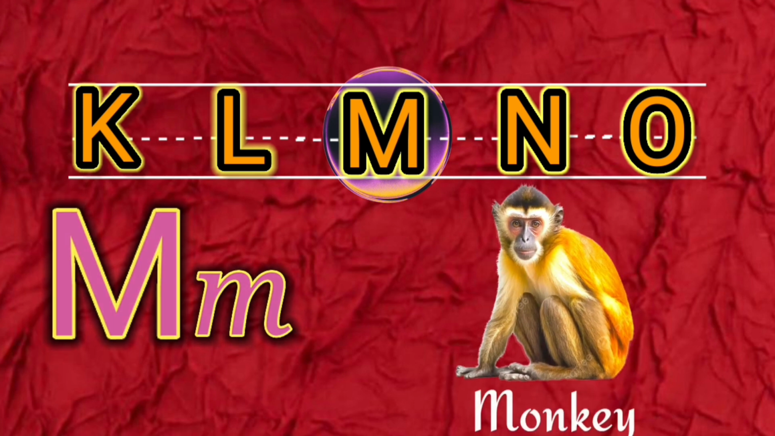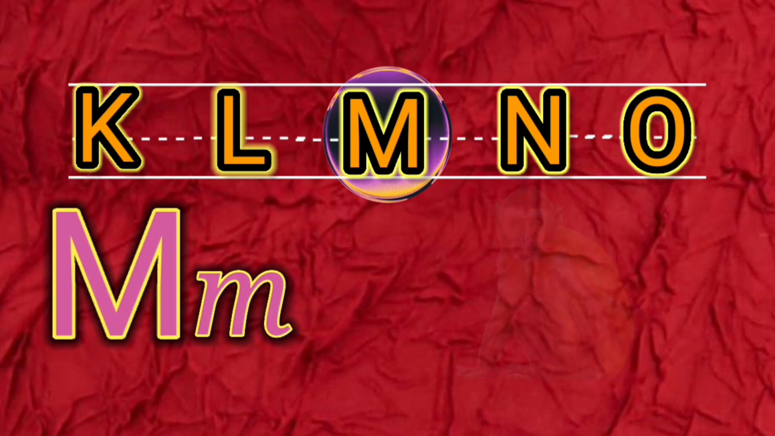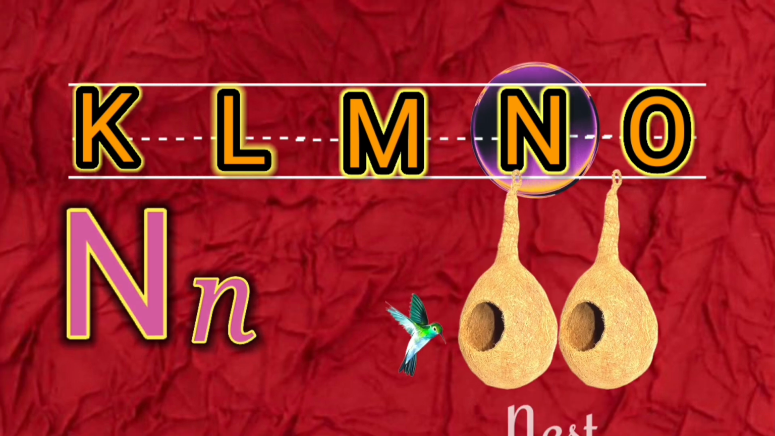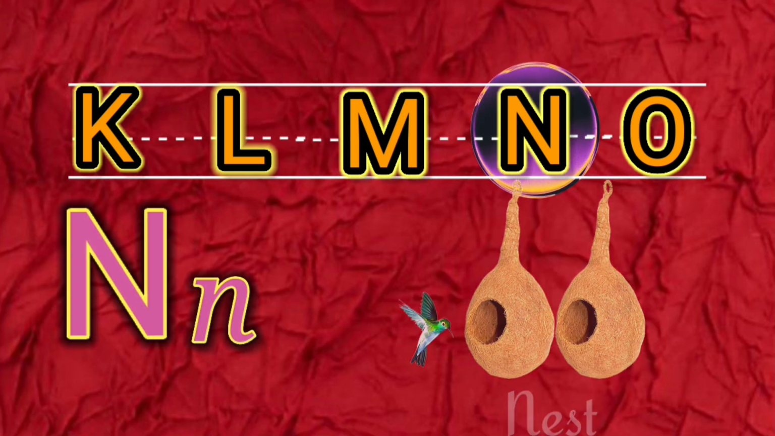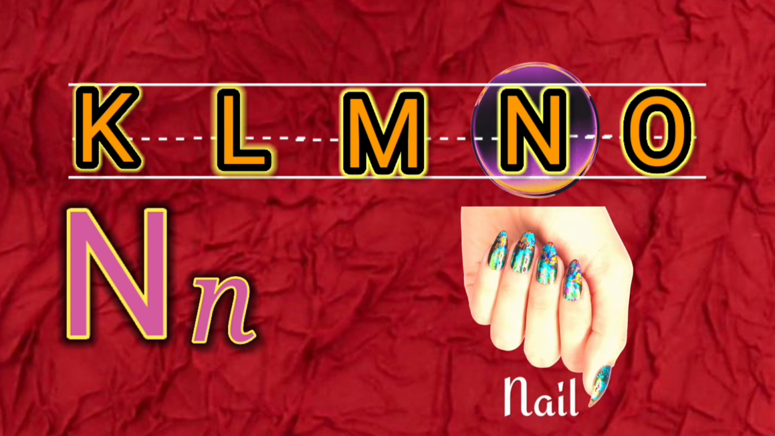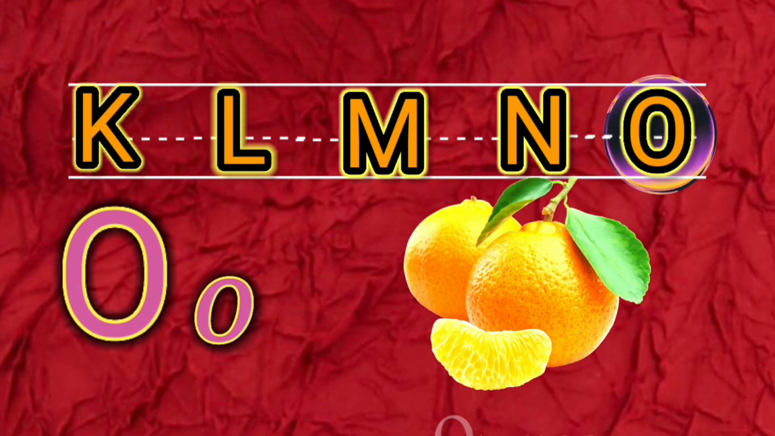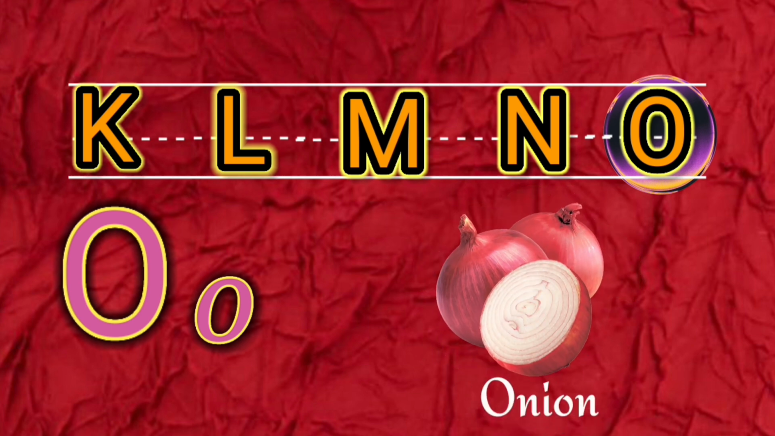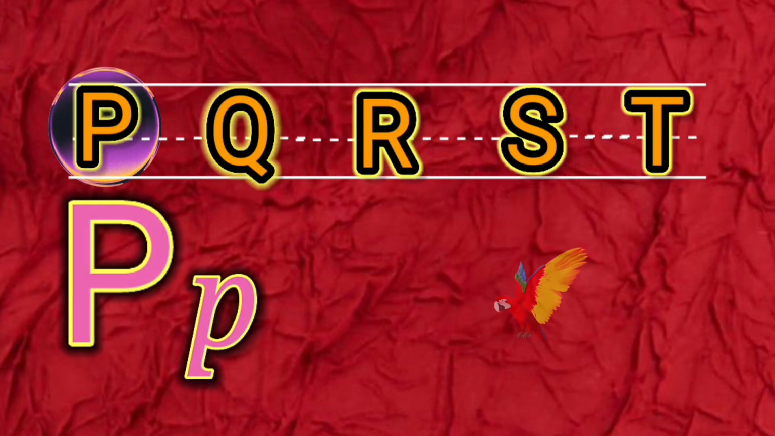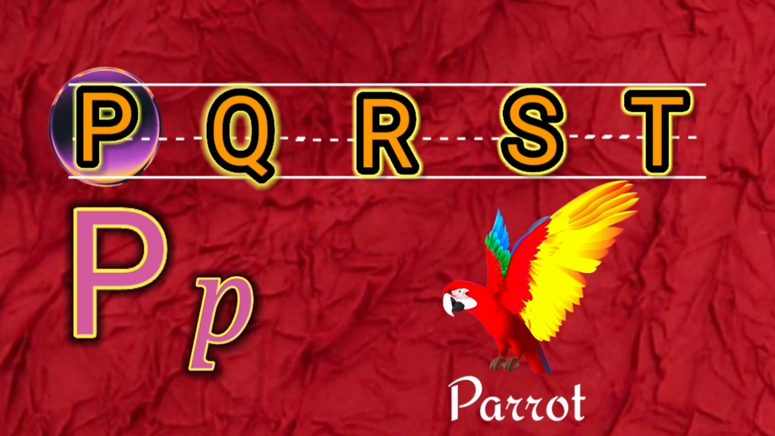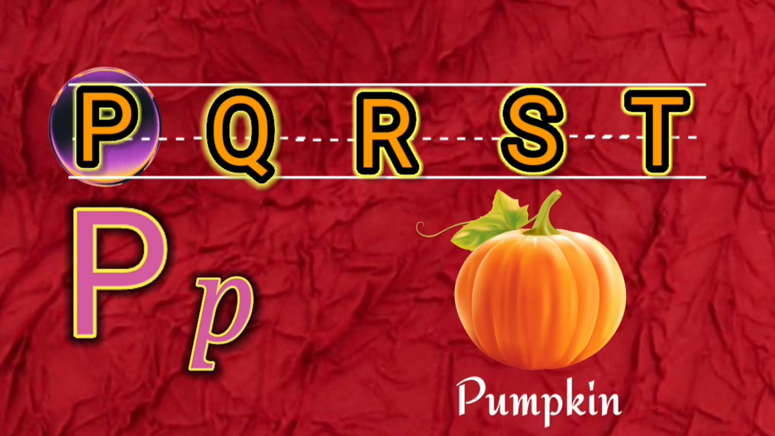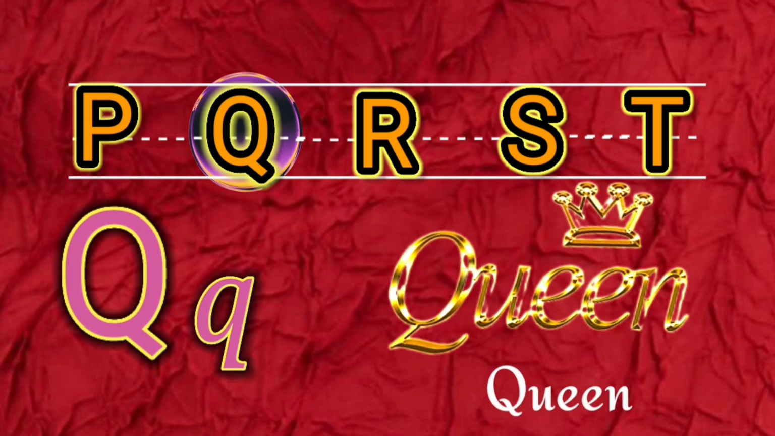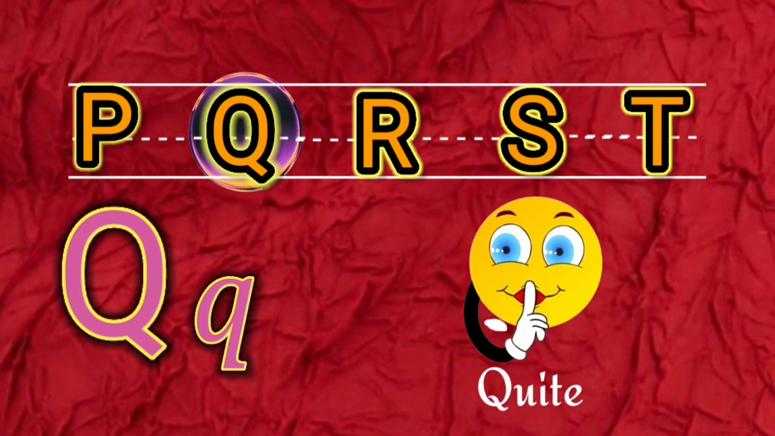M for monkey. M for mango. N for nest. N for nail. O for orange. O for onion. P for parrot. P for pumpkin. Q for queen. Q for quiet.